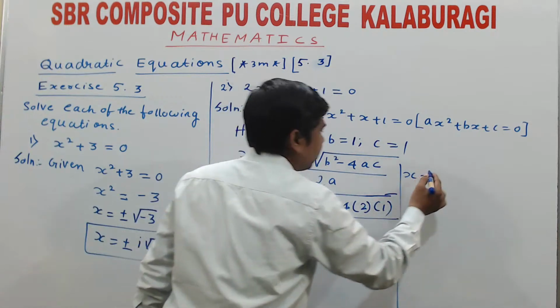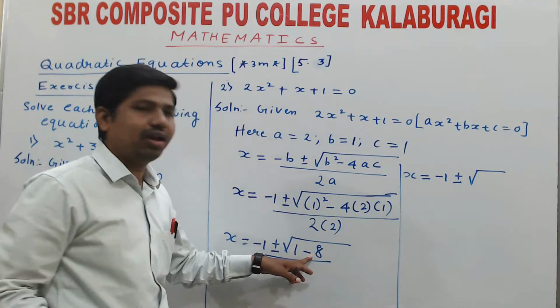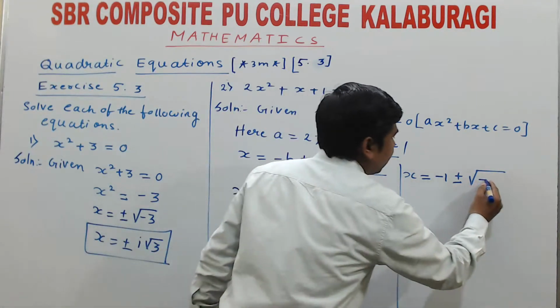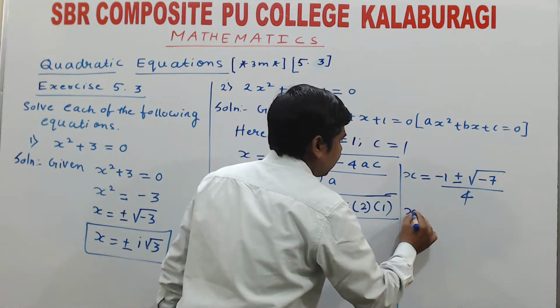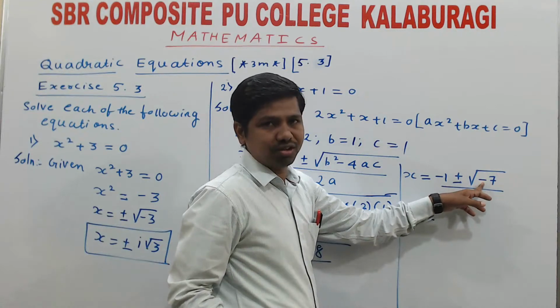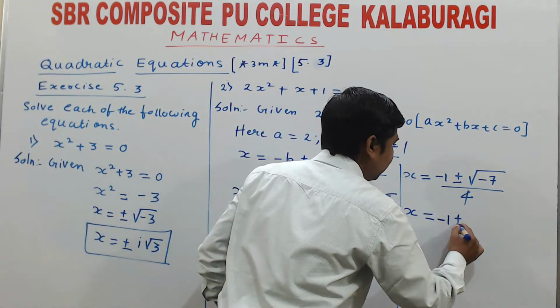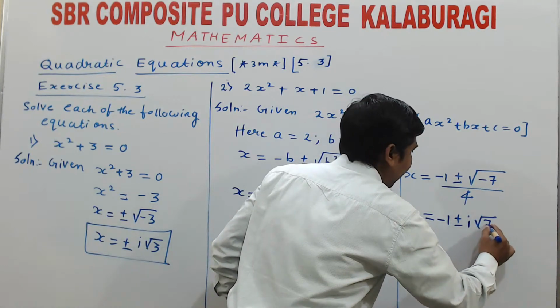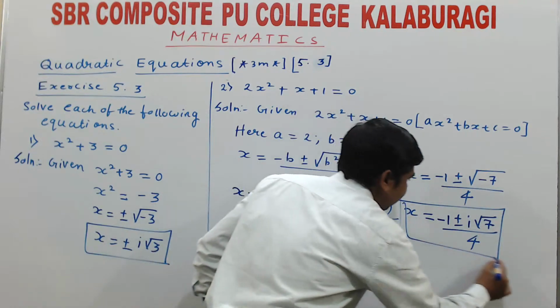x equal to minus 1 plus or minus square root of 1 minus 8, which is minus 7, divided by 4. That indicates the root of a negative number is imaginary. You should mention it as an imaginary number, right? x equal to minus 1 plus or minus i root 7 by 4. So these are the two values of x which satisfy the equation.